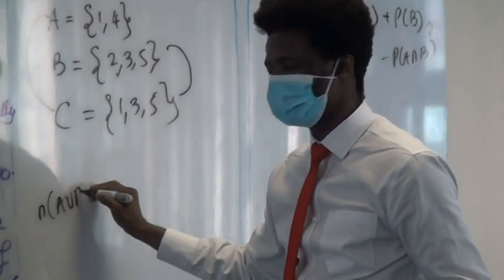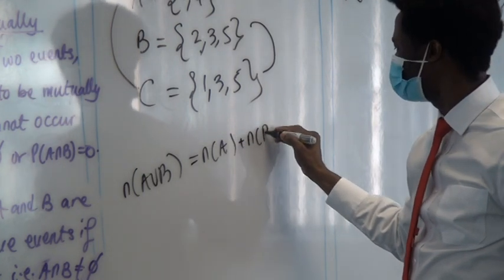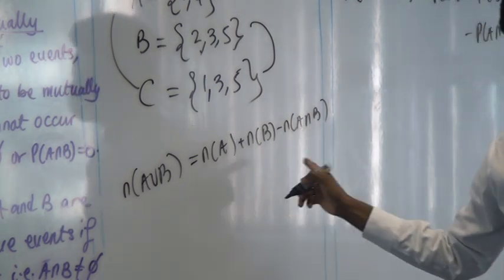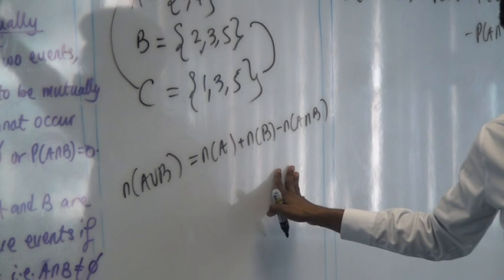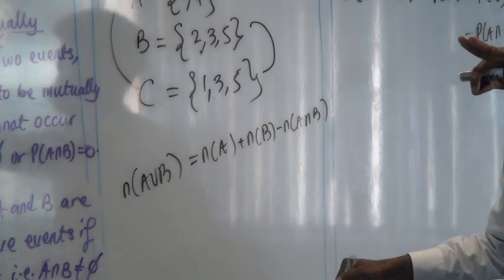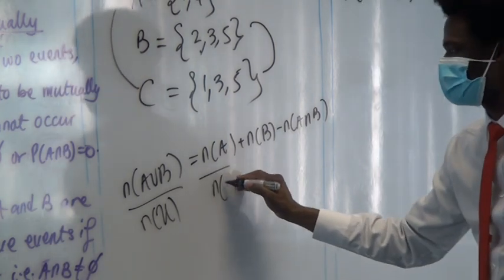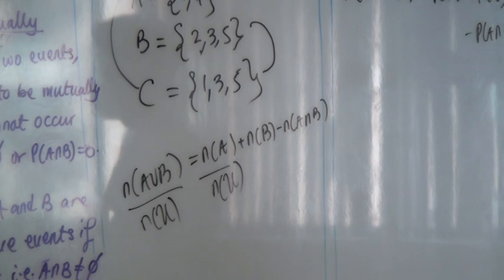Cardinality of A union B, right? Equals cardinality of A plus cardinality of B minus cardinality of A intersection B. Please, if this is strange to you, speak now. Anyone? Is this strange to anyone? Raise your hand if this is not strange to you. Okay. So if you divide everything by the cardinality of the entire sample space, you get the probabilities. That's what we are saying.